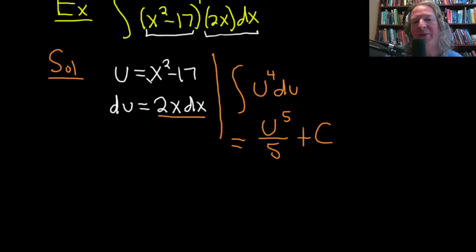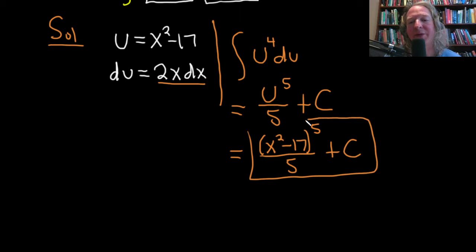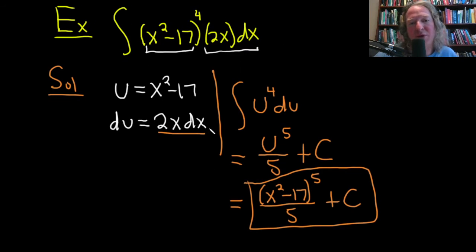However, we are not done, right? Because this piece here is u, so we have to go back to x at the end of the problem. So this is going to be equal to (x squared minus 17) to the 5th power all over 5 plus our constant of integration, capital C. Really nice. And so that would be the answer to this problem.